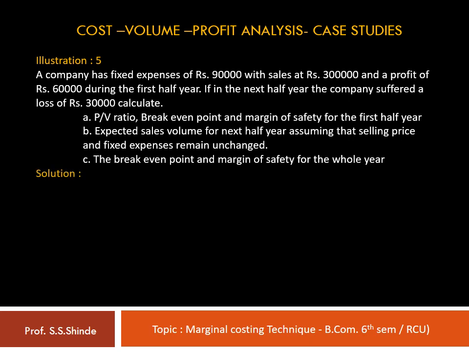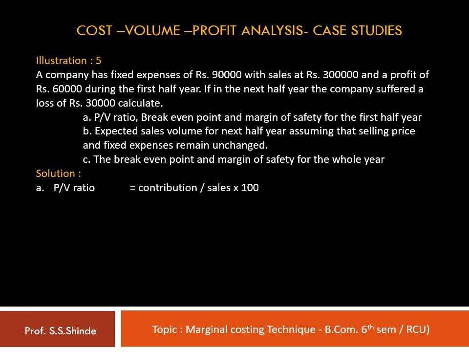Now, let's try to calculate the necessary variables from the given information. Here the information is split into two halves, the first half of the year and the second half of the year. And we have been asked to calculate the PV ratio, break-even point and margin of safety for the first half year, the expected sales in the next half year, and also the break-even point and margin of safety for the whole year. Let's take up the first question.